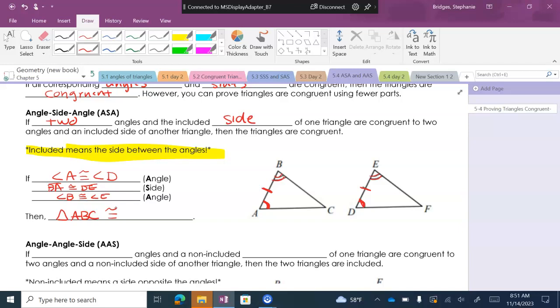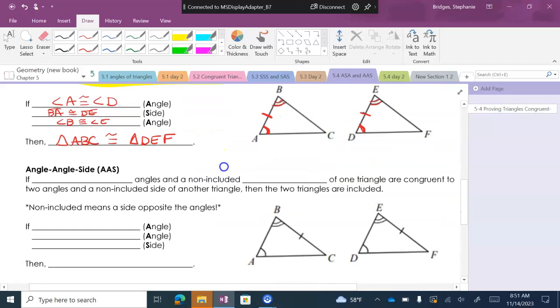How would I have to call the other one? DEF, yes. Angle D has to go in the same position as A. E has to go in the same position as B, and then F and C have to be in the same place. Okay, it has to be two angles and the side in between them in order for it to be angle, side, angle. It goes in order, angle, side, angle, ASA. Is everybody okay with that one?